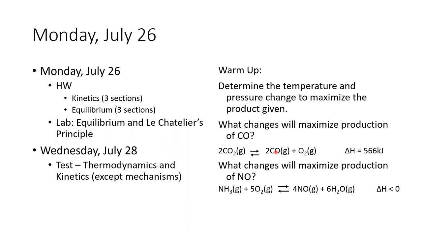Agreed. We're going to decrease the pressure. If we decrease the pressure of this system at equilibrium, it's going to want to shift to increase that pressure. And shifting to the side with a larger number of moles of gas will do that. So if we increase the temperature and we decrease the pressure, that's going to cause a shift towards the right, which would increase carbon monoxide production. Okay, questions on that first one?